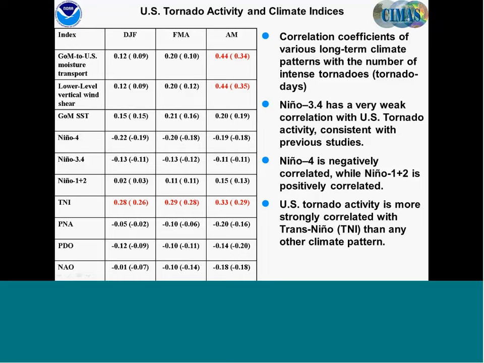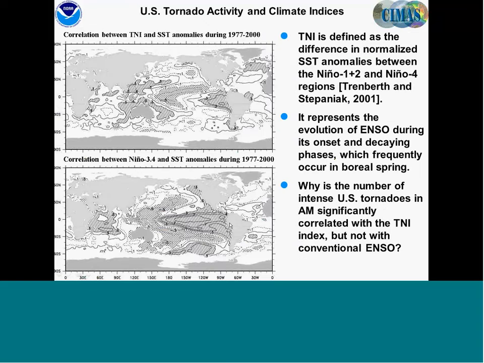So you can see that this correlation between the Trans-Niño index and the tornado activity is pretty high, and it's significant. In fact, this Trans-Niño is actually a combination of Niño 1+2 and Niño 4. It's basically a combination of these two indexes. I'm going to talk about it in the next slide. But in any case, this table suggests that the U.S. tornado activity is more strongly correlated with the so-called Trans-Niño index than any other climate pattern that you see below this point. Okay. All right. So what is this Trans-Niño?